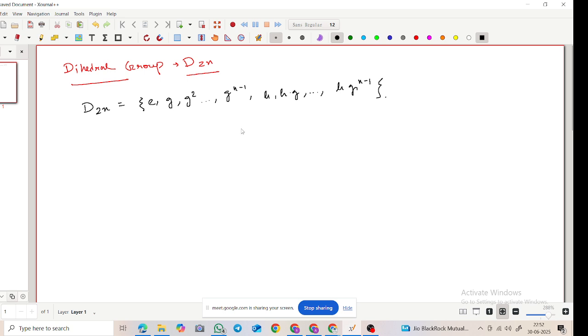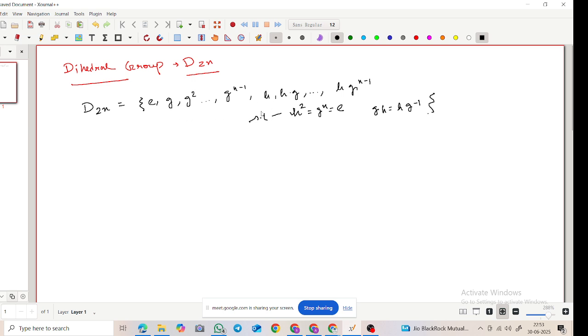G and H, they have, of course, a relation, that is H square equals G to the power N is identity, and GH is what? HG inverse, right? So this is the whole definition of the group.